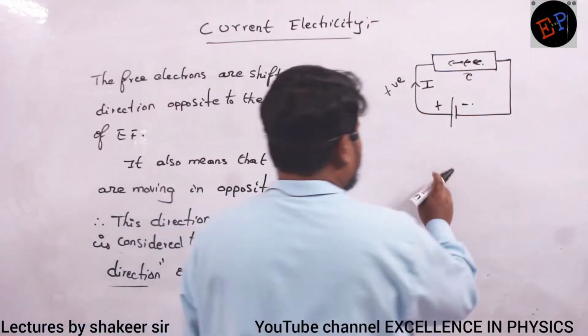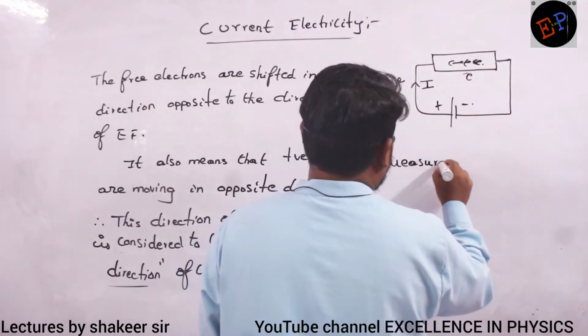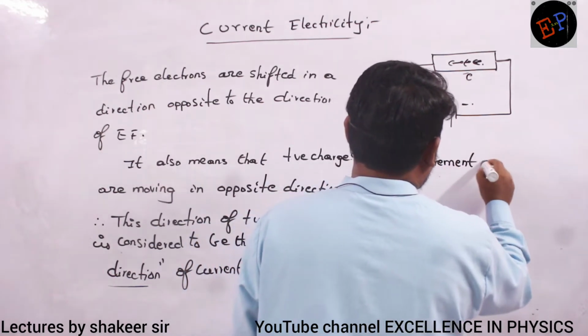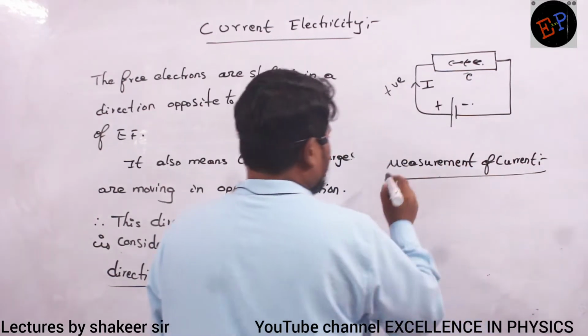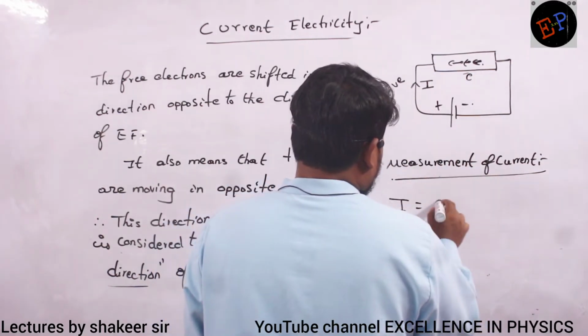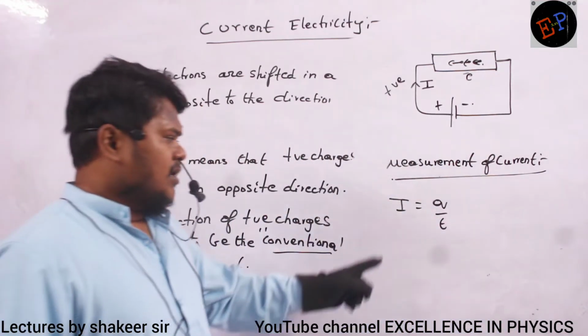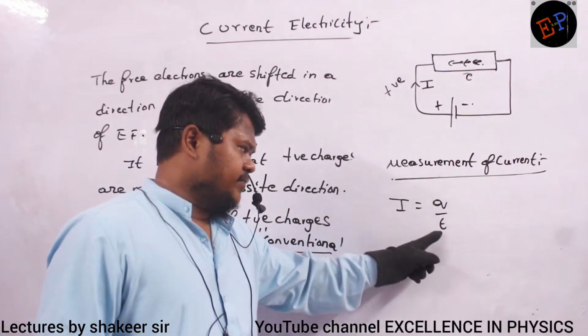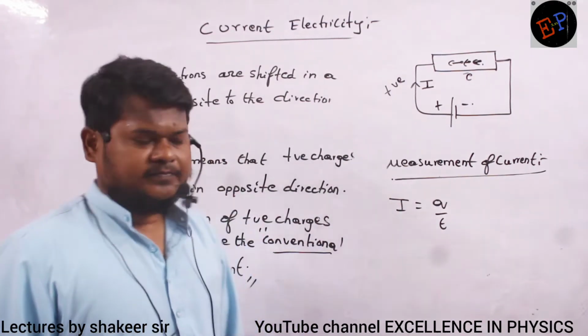So therefore, how can I measure this current? Measurement of current. Okay. So I can be written as Q by T. What is meant by Q by T? How much amount of charge is flowing per unit time through a cross section. That is called current.